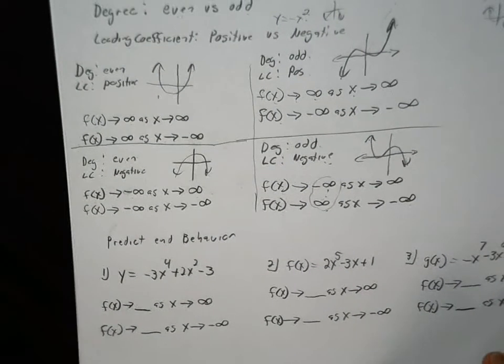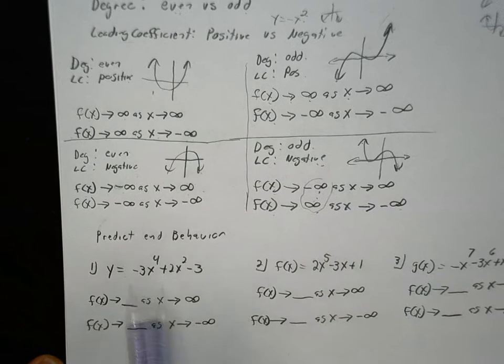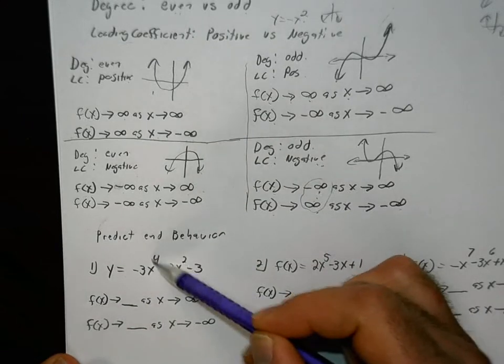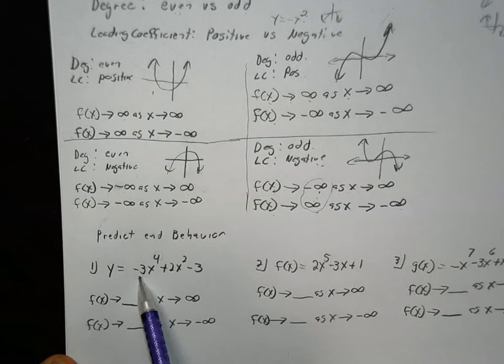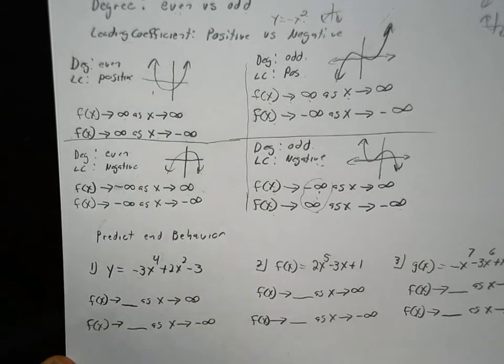So we got the first one right here, negative 3x to the 4 plus 2x squared minus 3. So we need to know what the degree and the leading coefficient are. So my degree is even, my leading coefficient is negative. So we have this situation here.